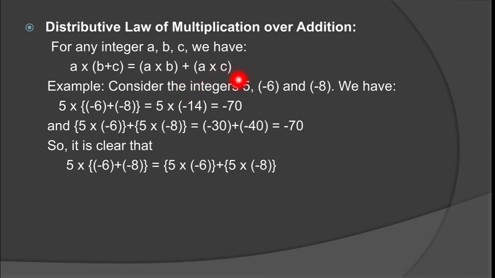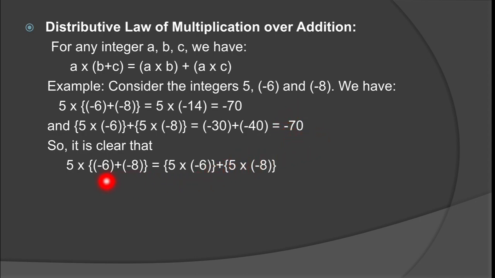Now let us consider the integers 5, minus 6 and minus 8. So we can write 5 into, within curly brackets, minus 6 plus minus 8. It is equal to 5 into minus 14, because we know minus 6 plus minus 8 is equal to minus 14. And when minus 14 is multiplied by 5, it comes out to be minus 70. Again, we have within curly brackets 5 into minus 6 plus within curly brackets 5 into minus 8. So it comes out to be minus 30, because 5 into minus 6 is minus 30 and 5 into minus 8 is minus 40. So minus 30 plus minus 40 comes out to be minus 70.